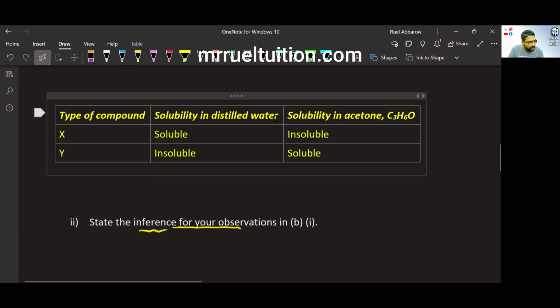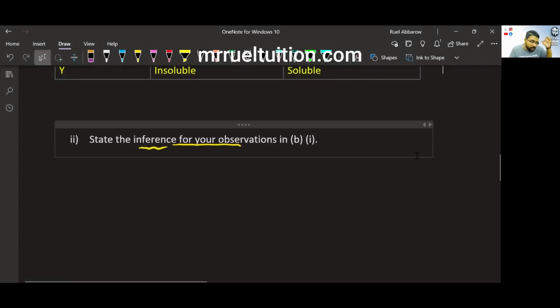Okay. Now, what about substance Y? Substance Y is insoluble in distilled water and soluble in acetone. Why? What type of compound behaves this way? What type of compound is insoluble in distilled water but soluble in acetone? Covalent compound. So why is it behaving this way? Because substance Y is a covalent compound. Okay. All right.